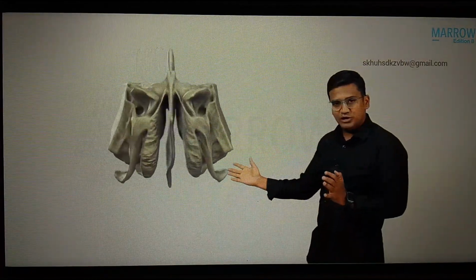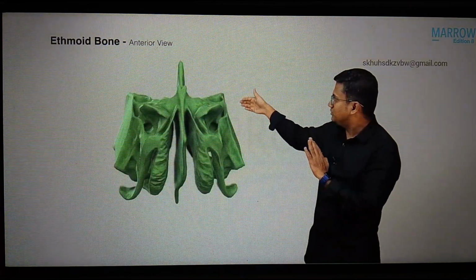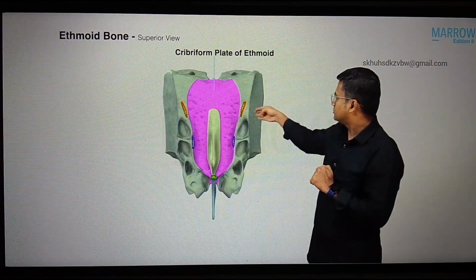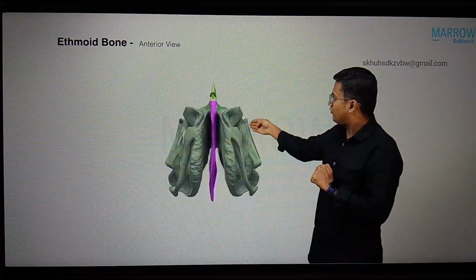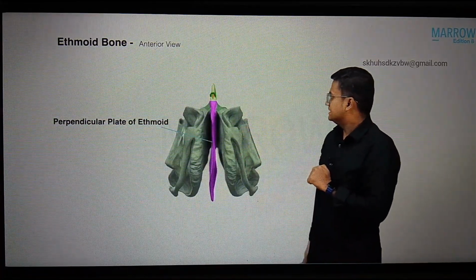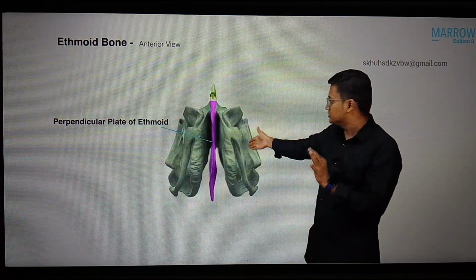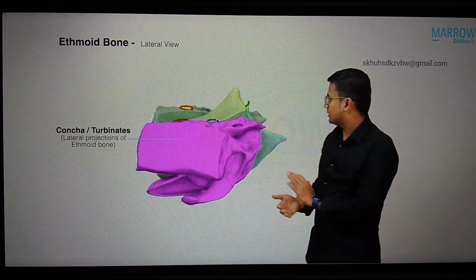Now we isolate the ethmoid bone. Now we are seeing only the ethmoid bone. In the roof of the ethmoid bone, we have the cribriform plate of the ethmoid. In the superior view, the cribriform plate of the ethmoid is pierced by the olfactory nerves. Now in the midline, you are seeing one perpendicular plate of the ethmoid forming the medial wall of the nose, that is forming the boundary for the nasal septum.